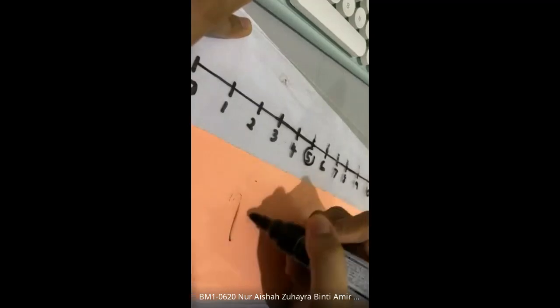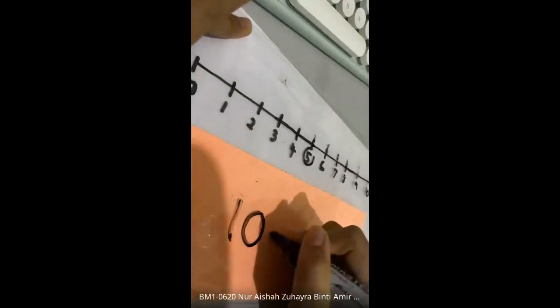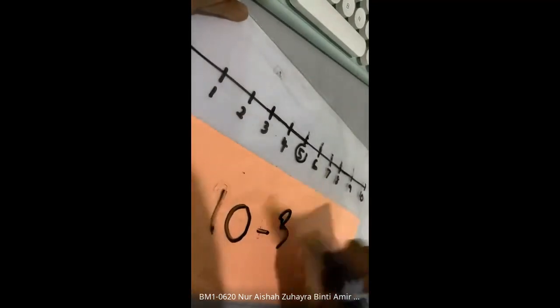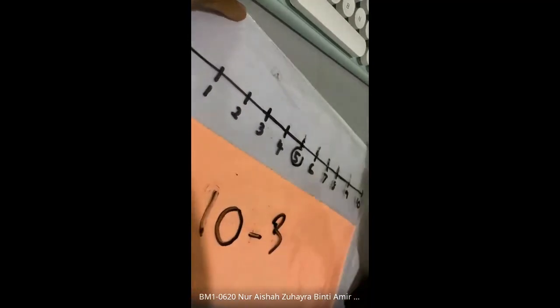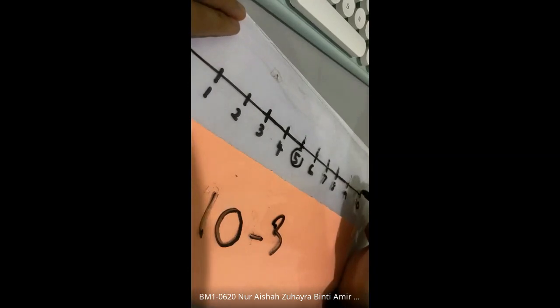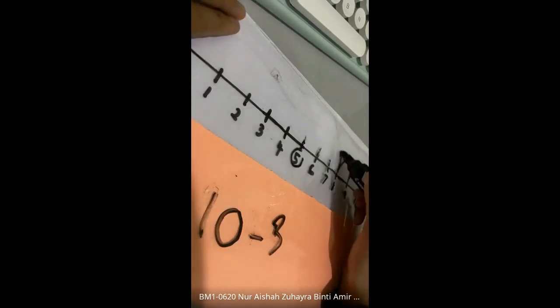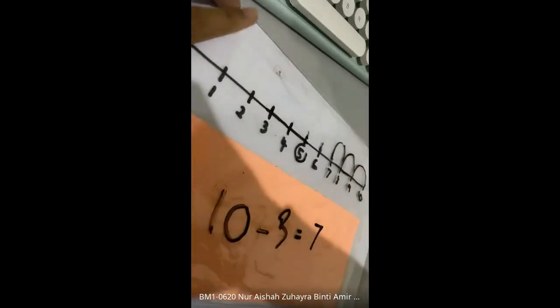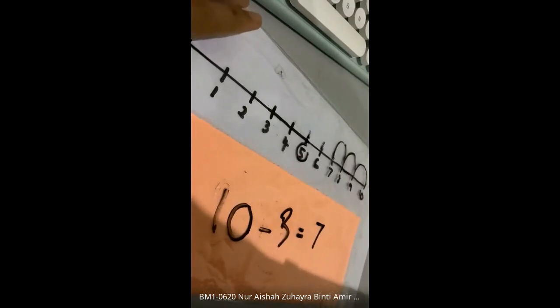Okay, another example. Maybe 10 minus 3. So we start first with the first number, starting from 10, and then count to the left, take 3 places: 1, 2, 3. So the answer is 7. Okay, that's all from me. Thank you.